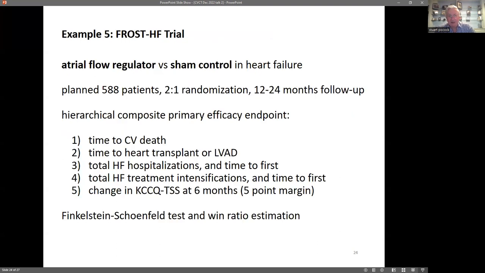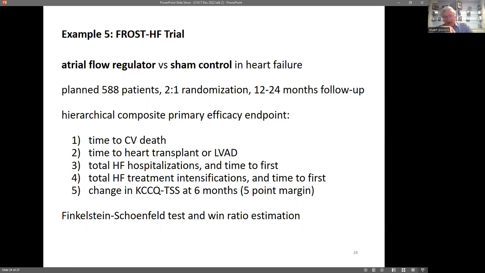To show people are extending the hierarchies, this is a trial called FROST-HF. It's an atrial flow regulator versus a sham control in heart failure patients. Around 600 patients in a 2-to-1 randomization with 12 to 24 months follow-up. And they've somewhat extended the concept of a hierarchical composite outcome here. Top of the list is cardiovascular death. Next is heart failure, transplant, or an LVAD, which is a pretty bad condition if you need those. And then below that, they have the hospitalizations and the treatment intensifications for heart failure. And below that, the 5th level, they have the quality of life score at 6 months.